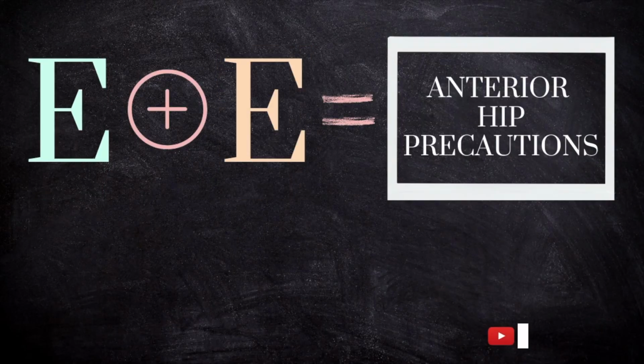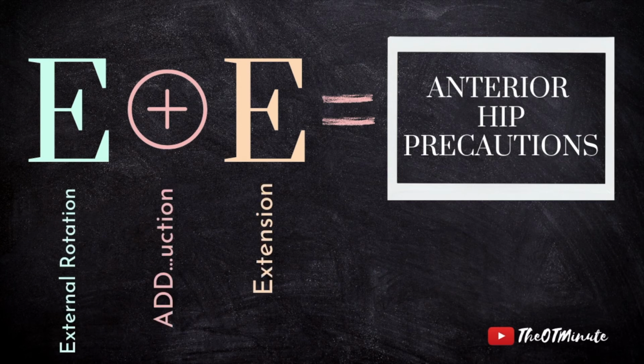If you're like me and you're always looking for ways to memorize this content for the long haul, here's just a quick little tip. I use the equation add E and E together, and that equals your anterior hip precautions. Add refers to adduction, E for external rotation, and E for extension. So those three things make up your anterior hip precautions.